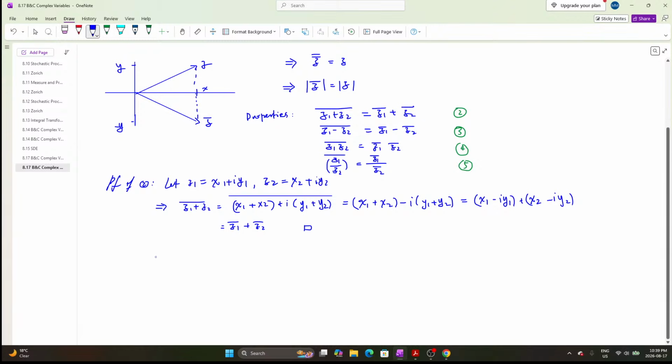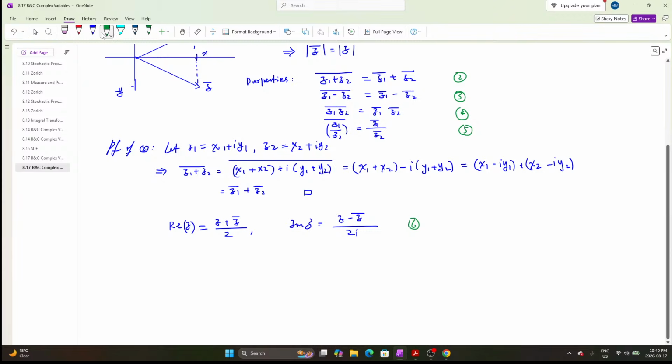Property number 6 says the real part of z is z plus z bar over 2, and the imaginary part of z is z minus z bar over 2i. That's property number 6. Also very easy to prove.